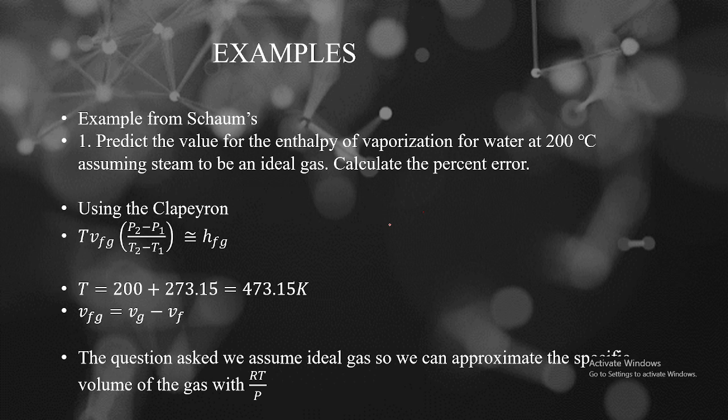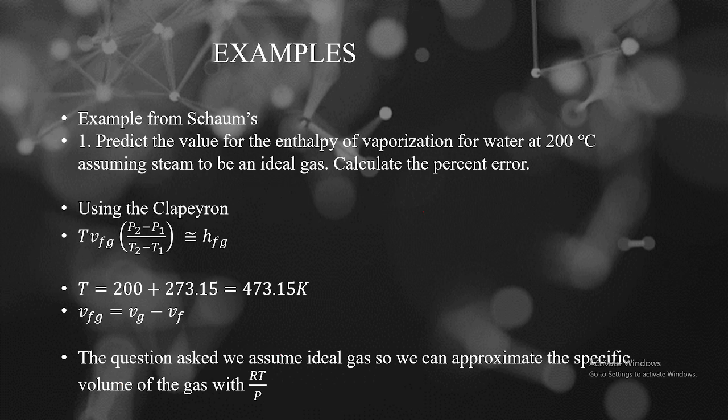So we can use our Clapeyron equation. Realize that we have a very high temperature, so Clausius-Clapeyron is not going to be so convenient in this case. But we've been told to assume we are working with an ideal gas. Now the Clapeyron equation, we derived it to be this, right? And we need to work with absolute temperature. So T is going to be 473.15 Kelvin. Now Vfg is going to be Vg minus Vf.